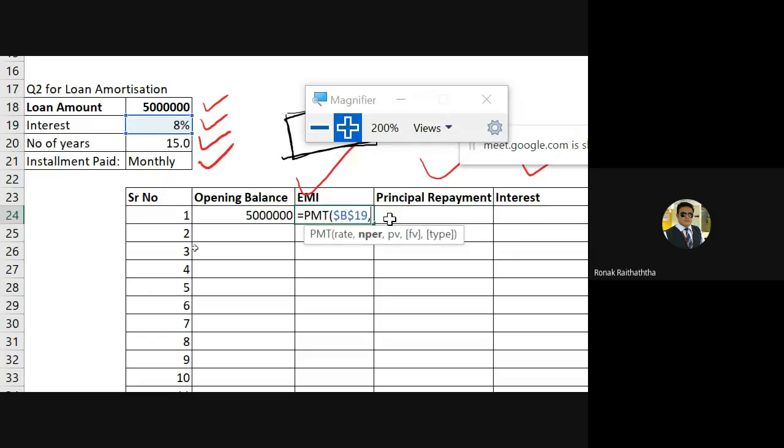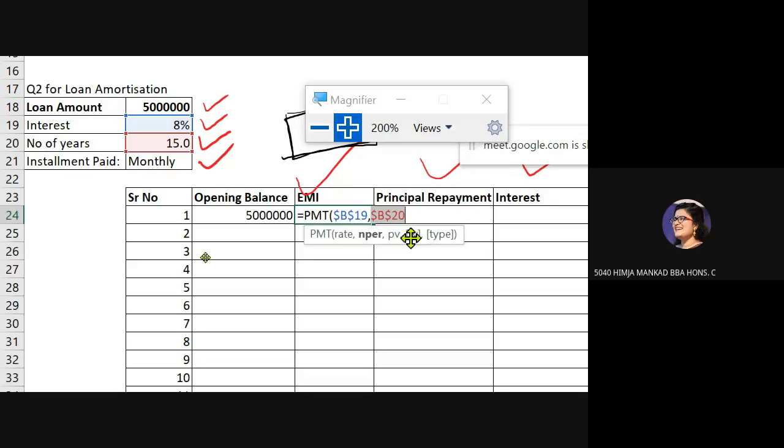Okay, now comma, number of periods, that will also remain same. Let's link it with 15. That 15 should also remain same in all the formulas because that formula should not change. So what I'll do is, I'll again press F4 between B and 20.